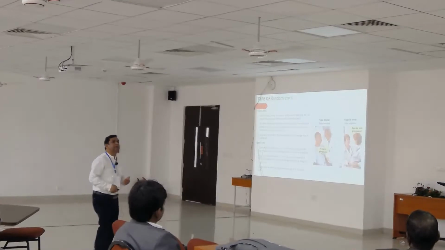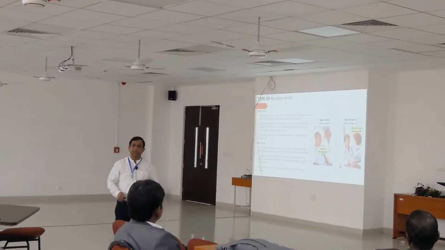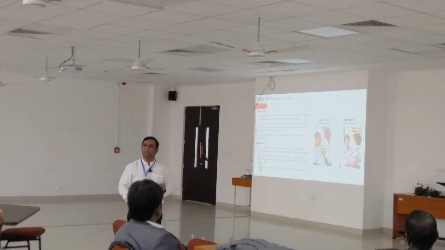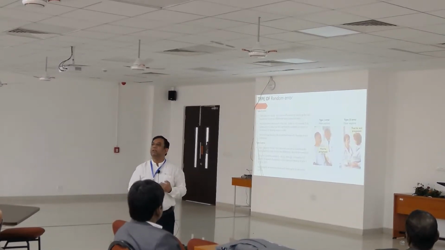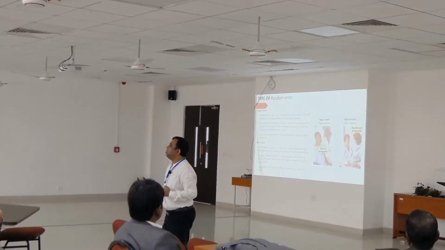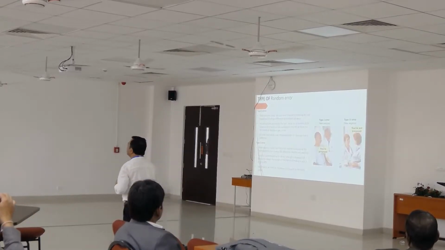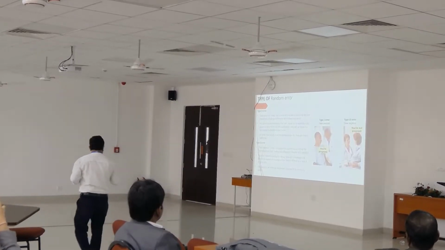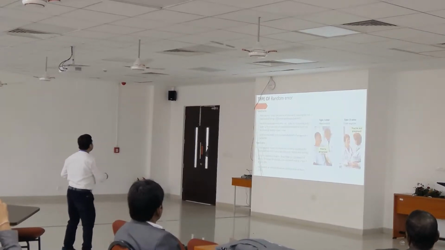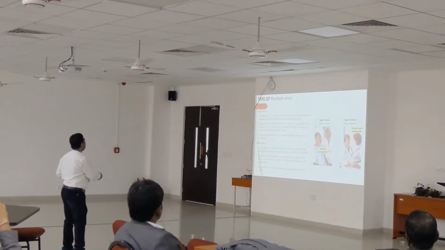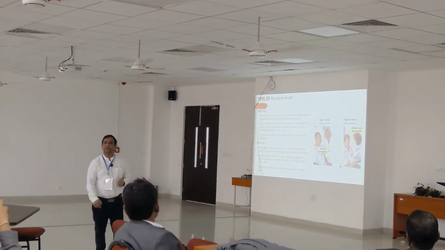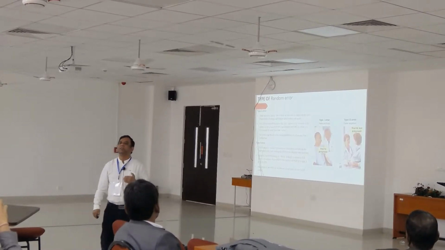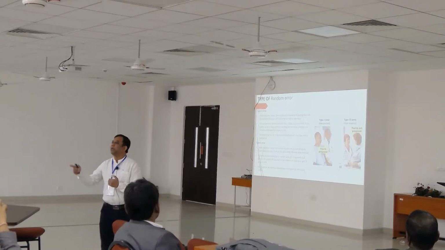Then the random error is classified into two categories. All are, I think, aware, who have done the thesis. That is the type 1 error and type 2 error. Type 1 error is known as alpha error and type 2 error is known as beta error. So type 1 error is the false positive study. False positive here means the null hypothesis is true, but we are accepting the alternate hypothesis.